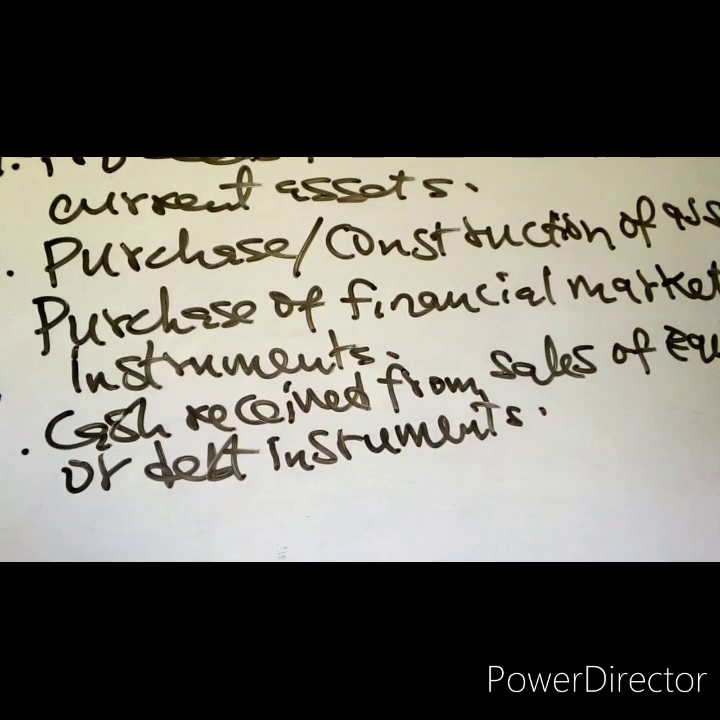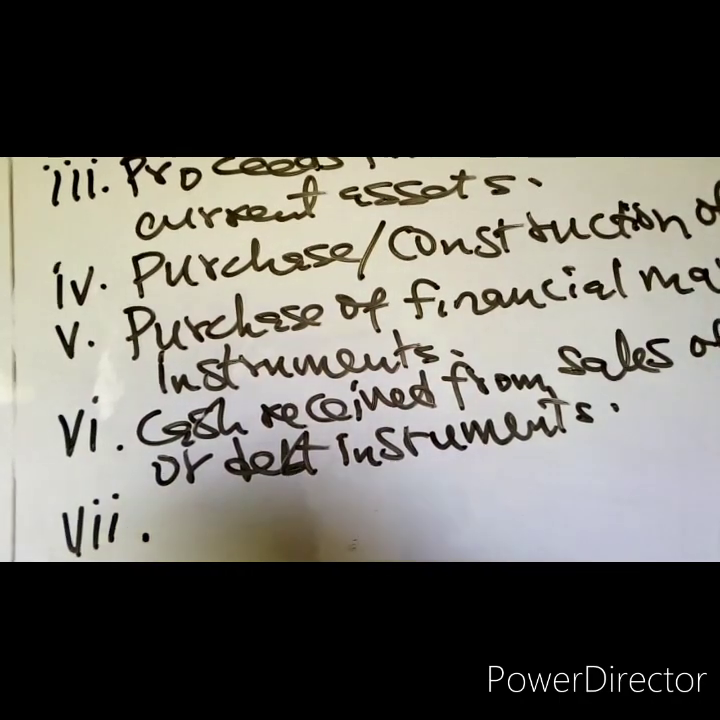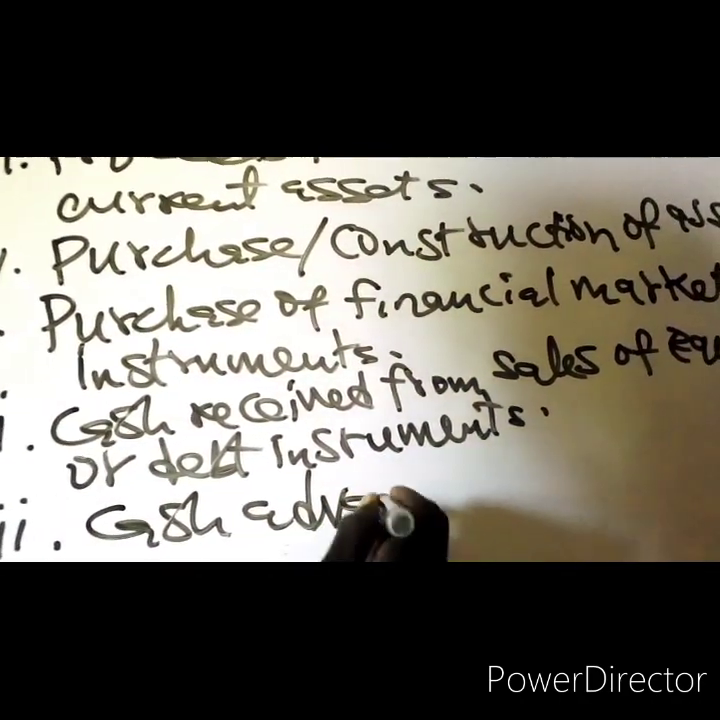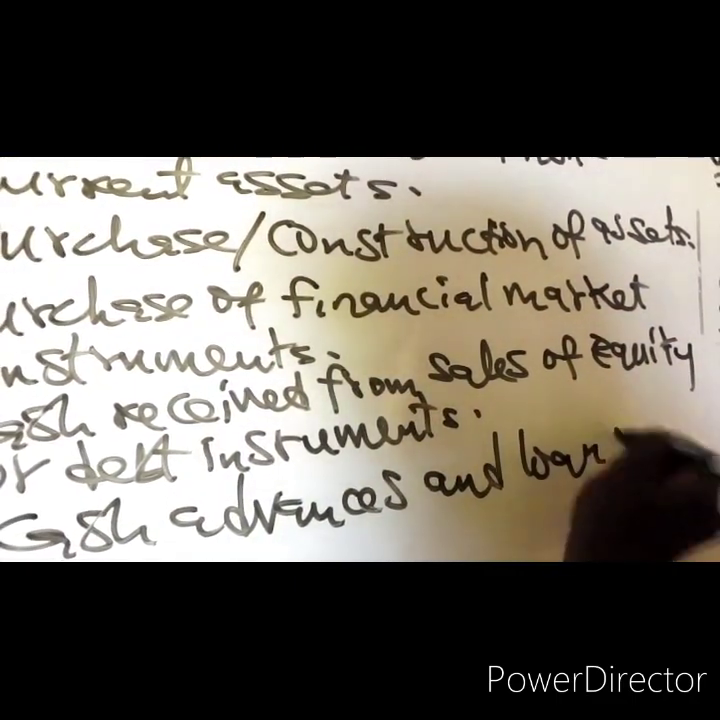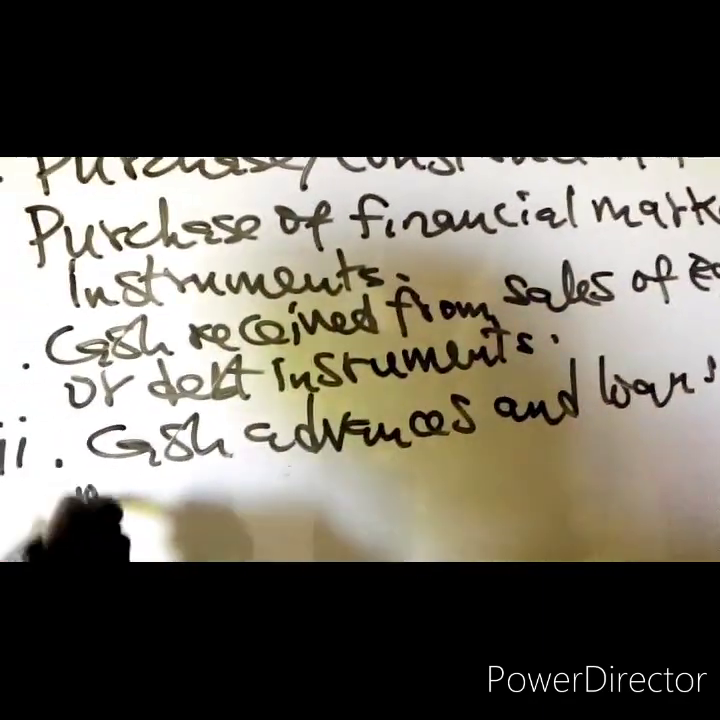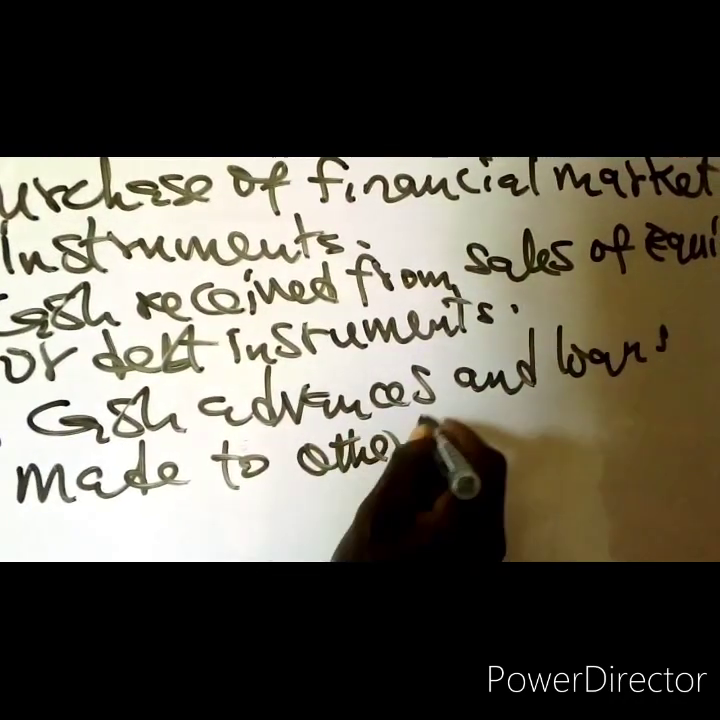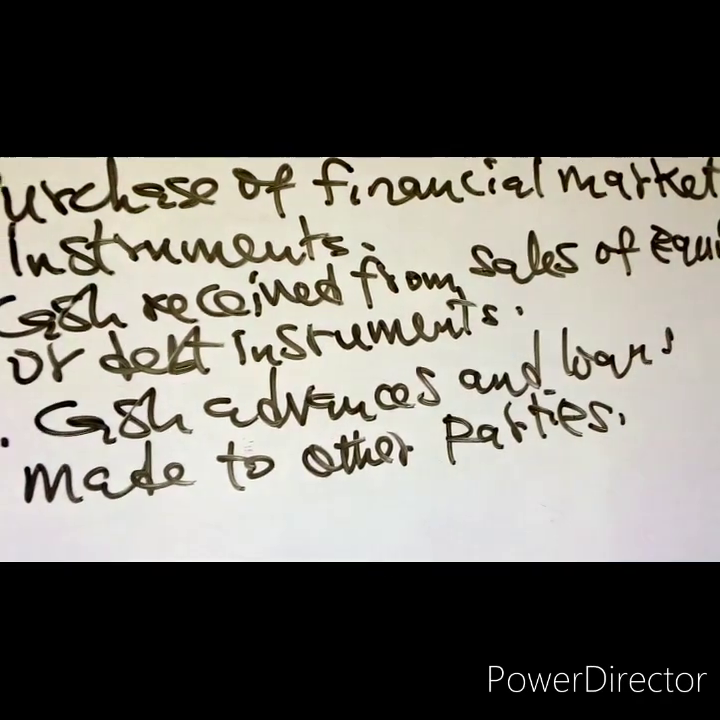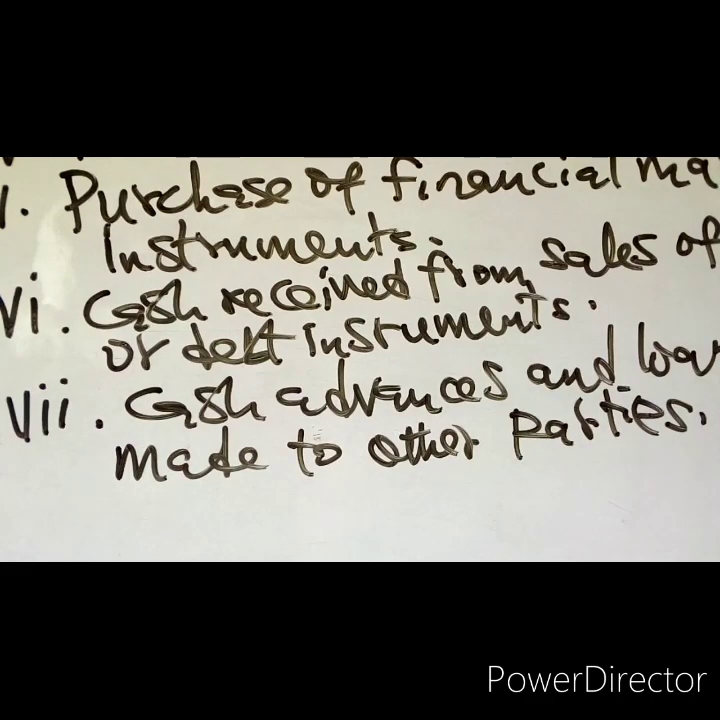Number 7, cash advances and loans made to other parties.